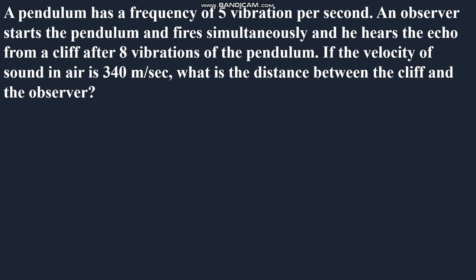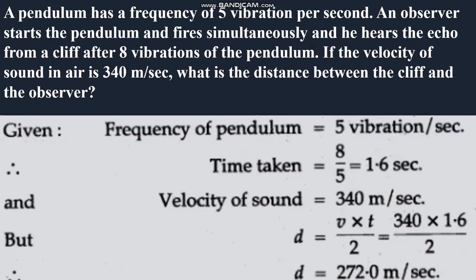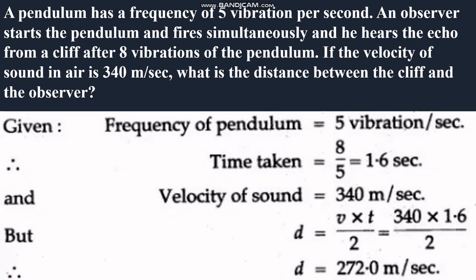And he's saying a pendulum has a frequency of 5 vibrations per second. A pendulum is started, gun is shot, and the echo is heard after 8 vibrations of the pendulum. So this 8 vibrations of the pendulum, from this data you will have to calculate the time first. Now we are given that the frequency of the pendulum is 5 vibrations per second, isn't it? So time taken will be 8 upon 5 equal to 1.6 seconds.